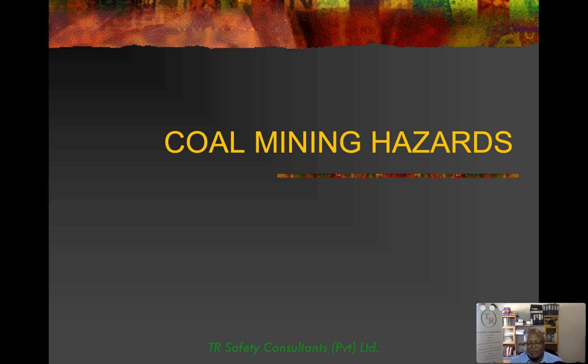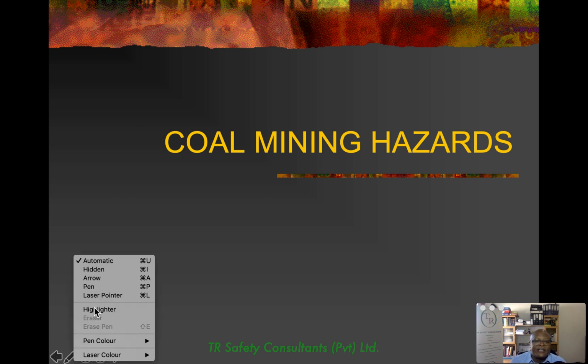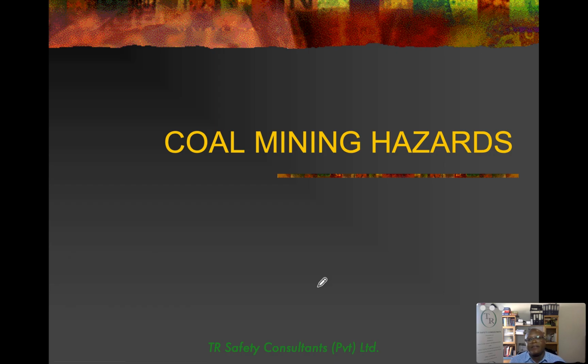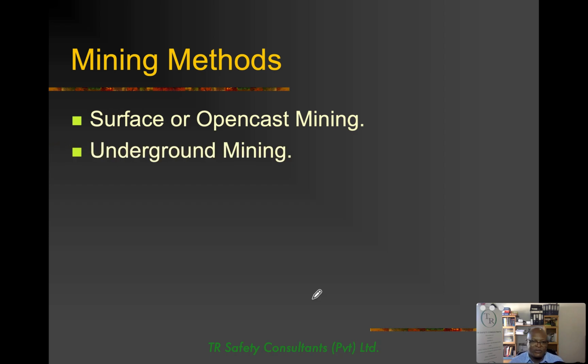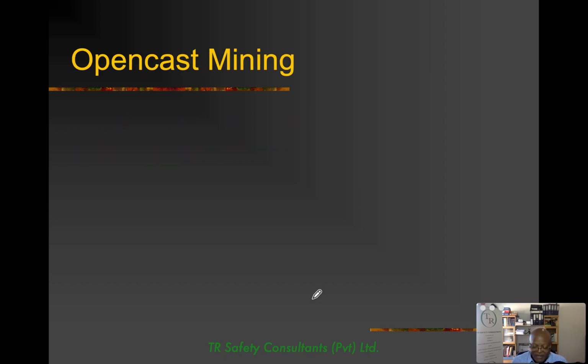So let's quickly go through the presentation and explain a few items. Let's put our pen there as well, and let's look at the methods. Coal mining involves 2 methods that are utilized to extract the ore: surface or open cut mining and underground mining. Now, in surface mining, let's start by explaining open cast mining.